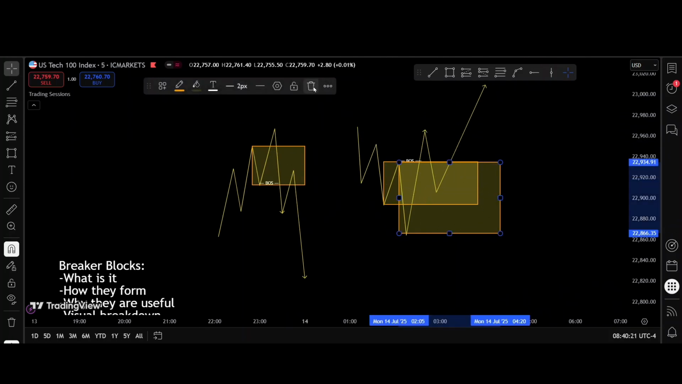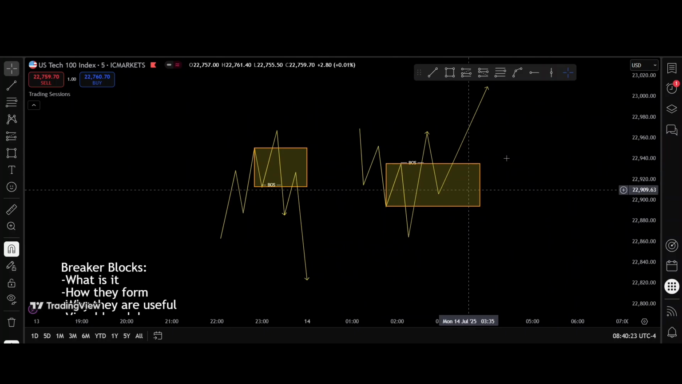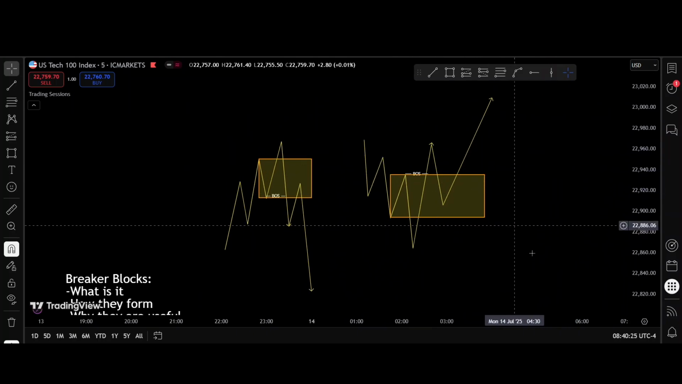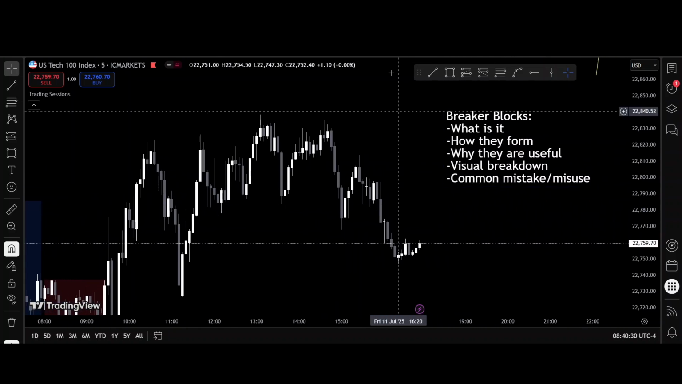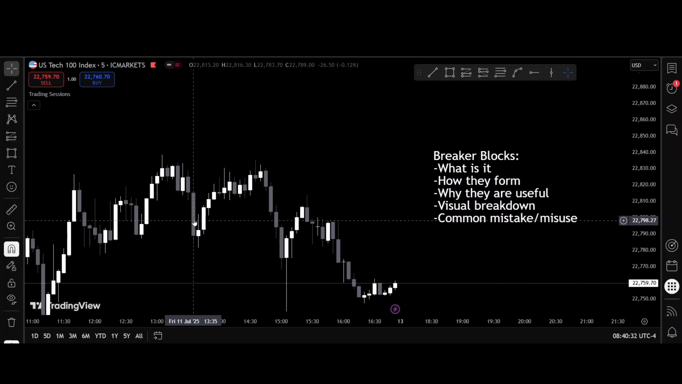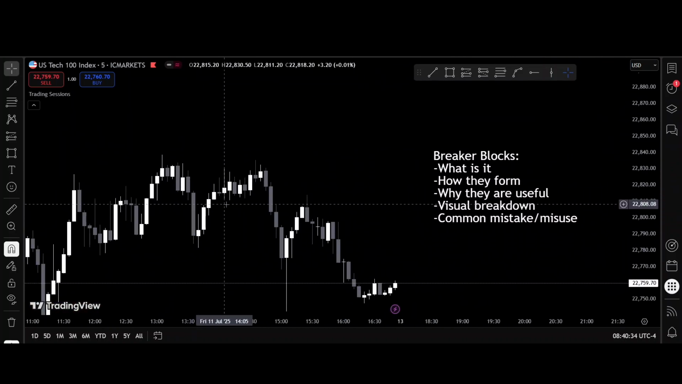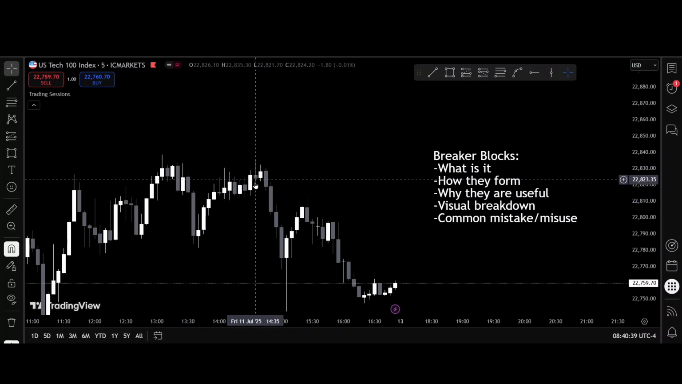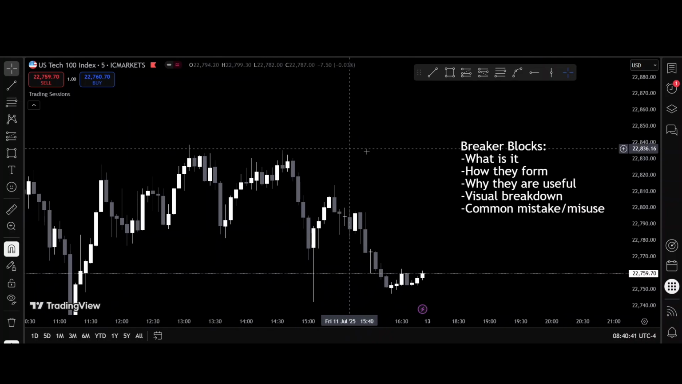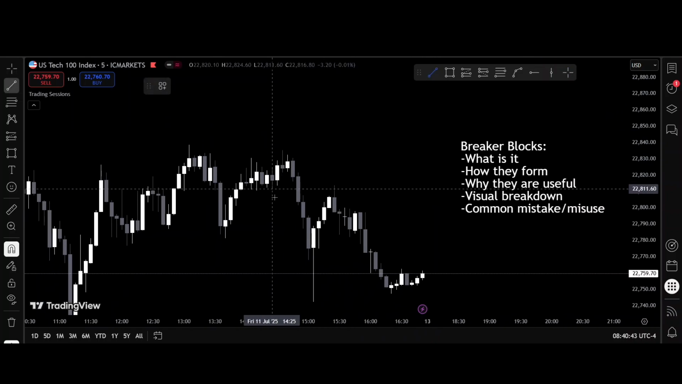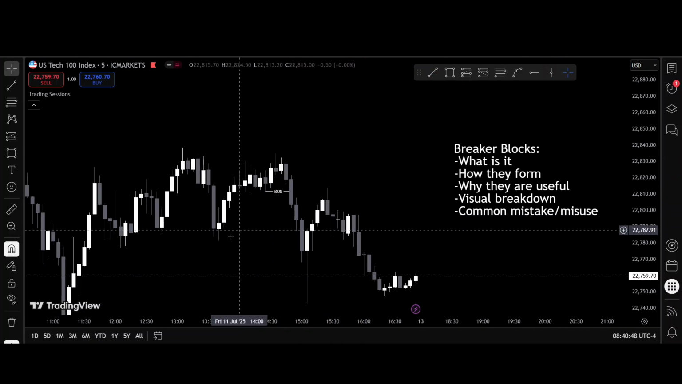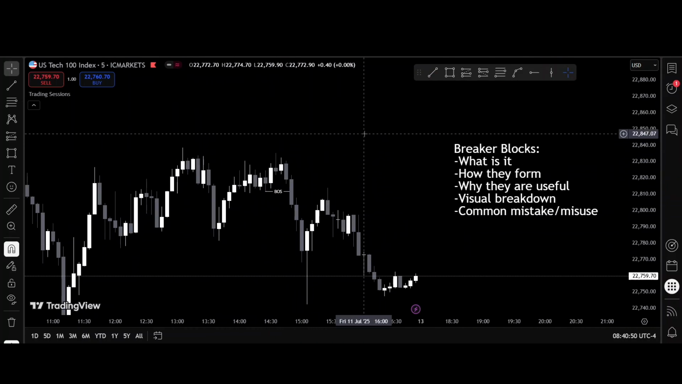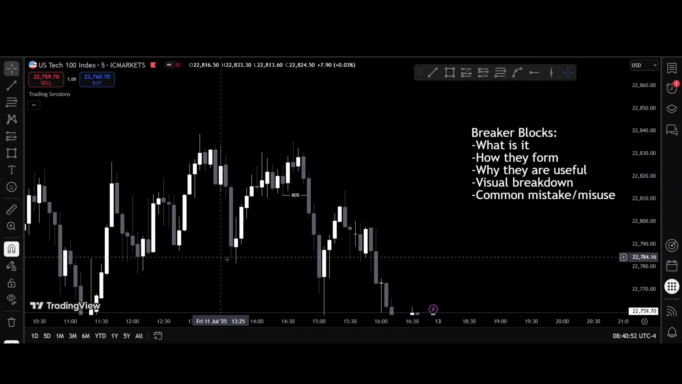Don't care about this. This is the order block. This is your breaker block. I'm not even gonna delete this, bro. Now as you can see, we were in a mini uptrend. Higher high, higher low, higher high, higher low, higher high, higher low, higher high. Now what happens? We break structure to the downside. Since this was an uptrend, this was an uptrend, right?